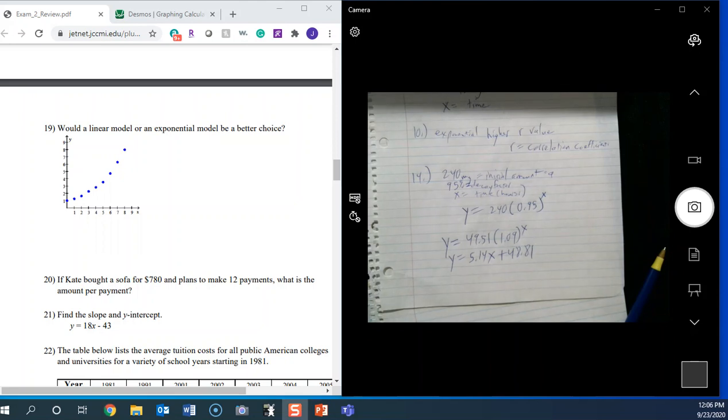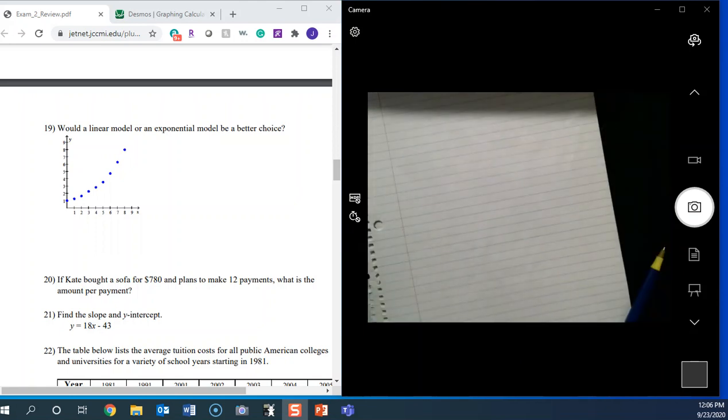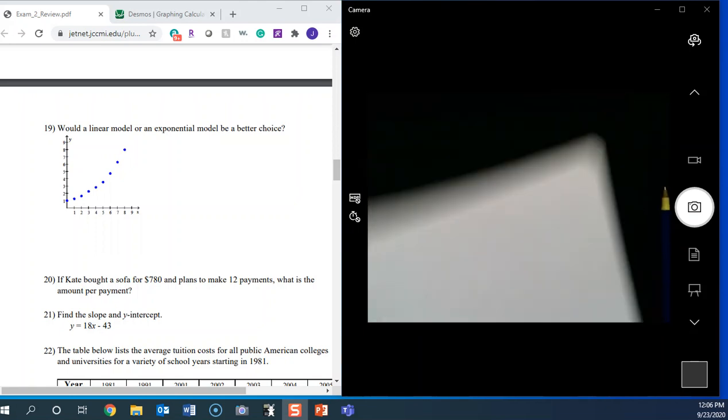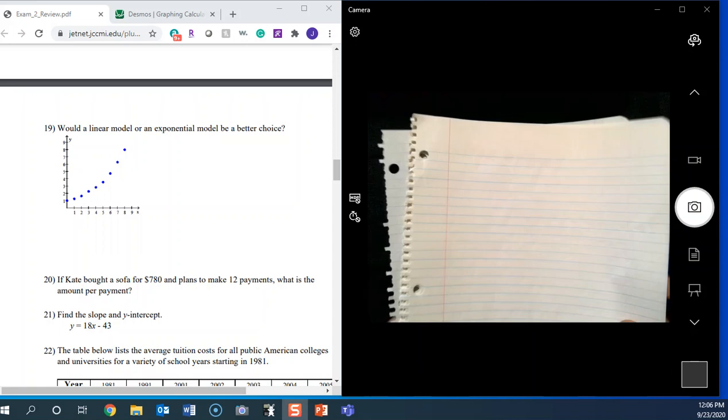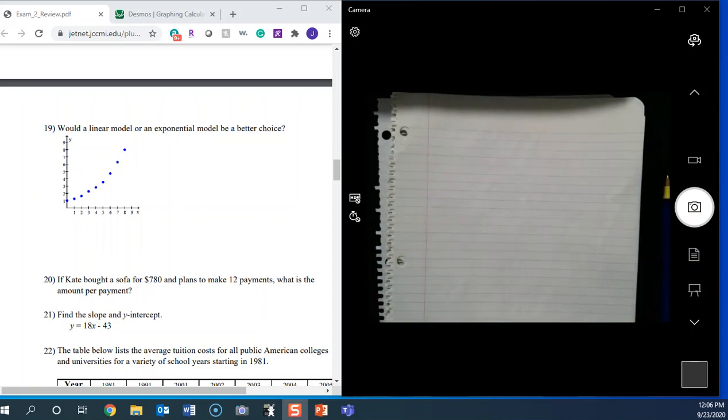Okay, class, just reviewing back on 19 because I had to take a pause here. On problem 19, it says, would a linear model or exponential model be a better choice? And if you look here, problem 19 is set up like an exponential model with this curve, exponential growth. So an exponential model would be a better choice here.